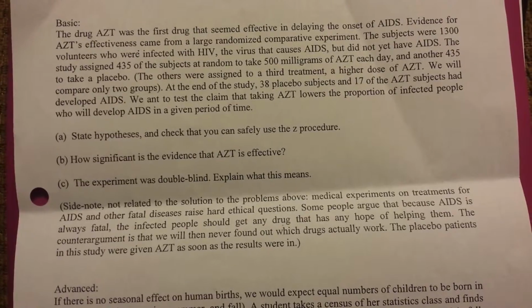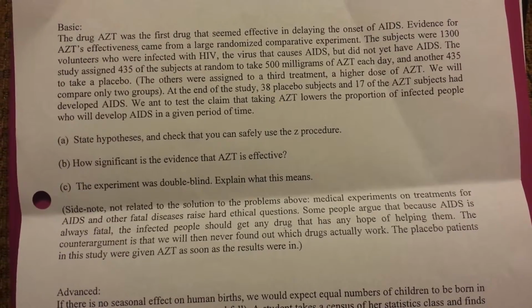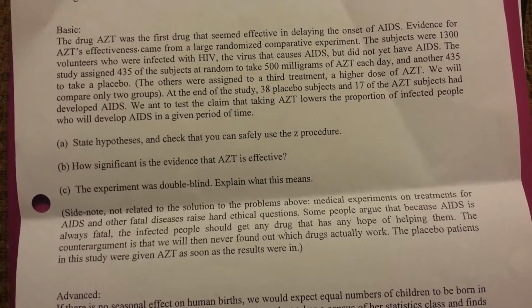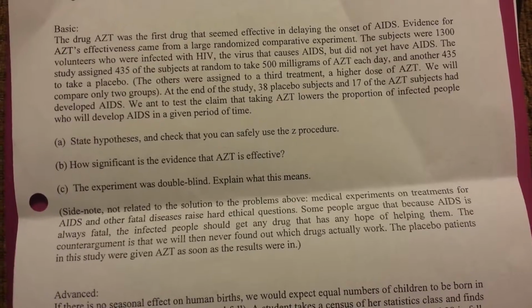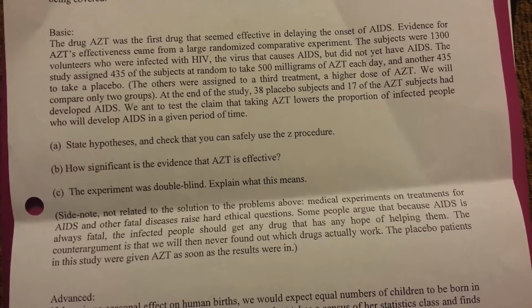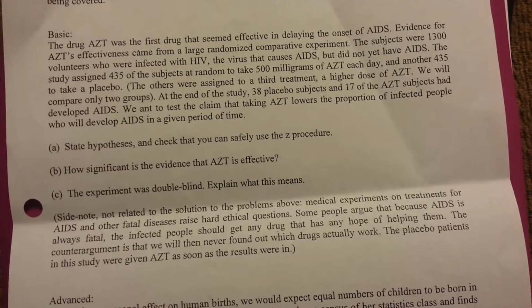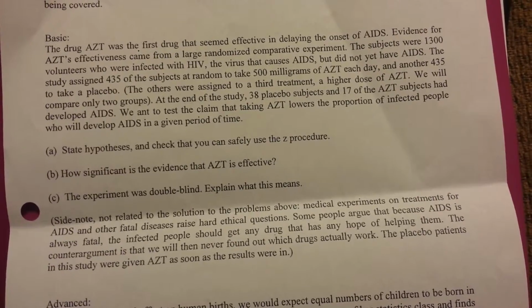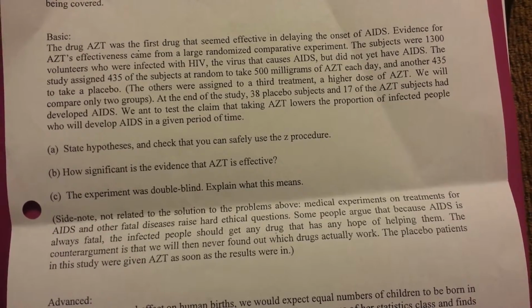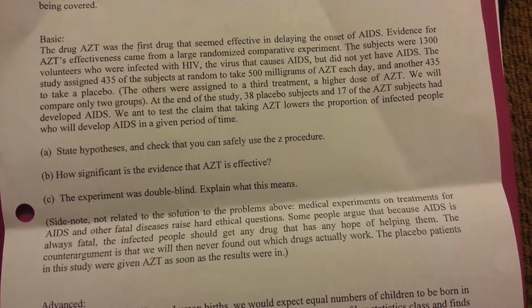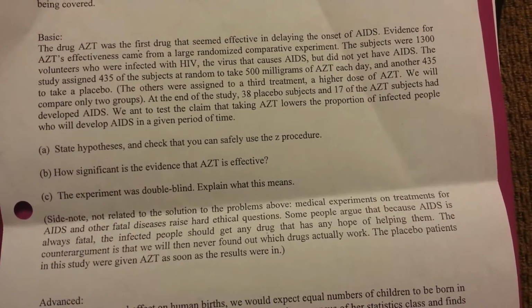The others were assigned to a third treatment, a higher dose of AZT. We will only compare two groups. At the end of the study, 38 placebo subjects and 17 of the AZT subjects had developed AIDS. We want to test the claim that taking AZT lowers the proportion of infected people who will develop AIDS in a given period of time.